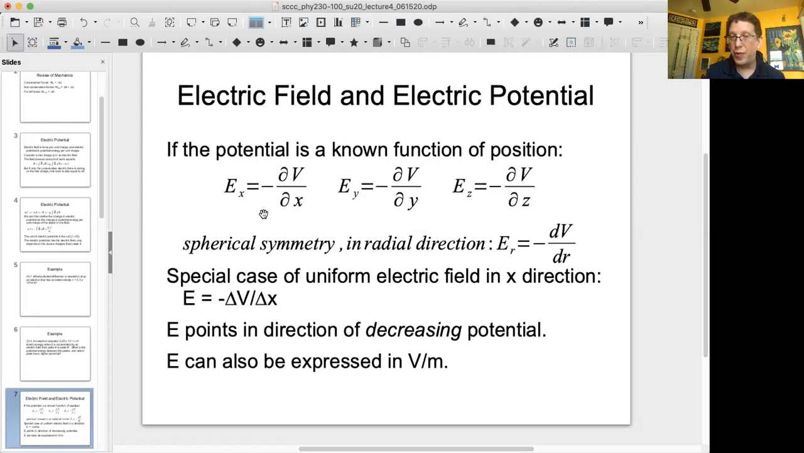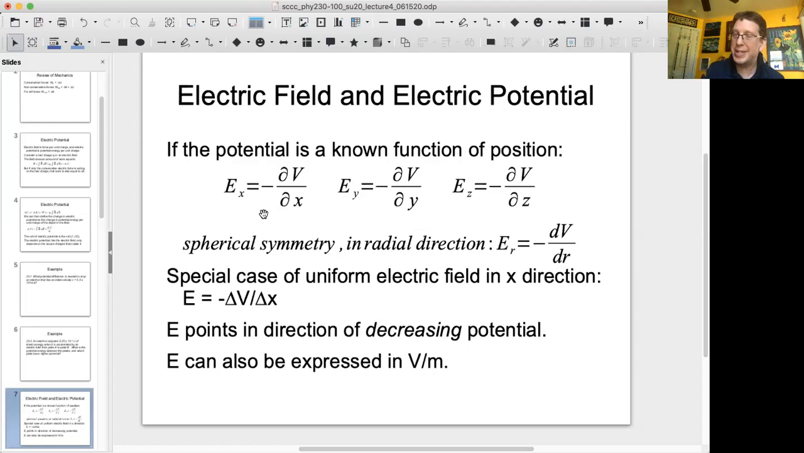If you have a uniform electric field in the x direction, then you can write E as being equal to the negative of the change in potential divided by the change in position. And so that's the x component of the electric field, so it can be positive or negative. The significance of the negative sign is that E points in the direction of decreasing potential, and you saw that in the previous two examples.